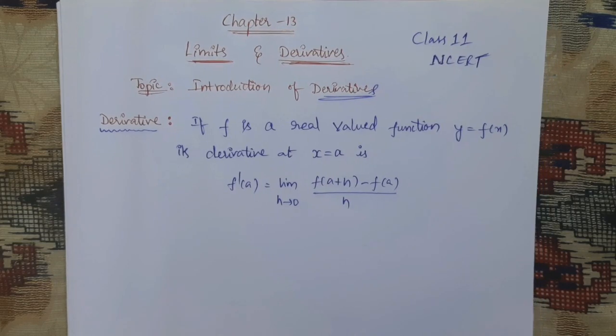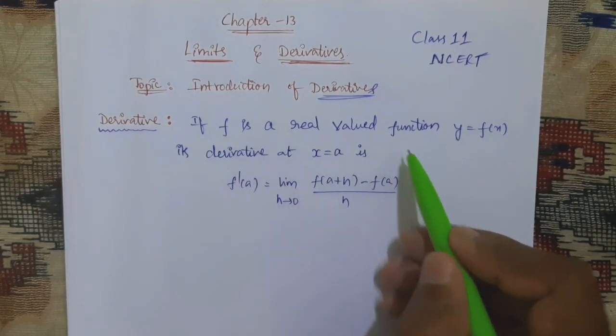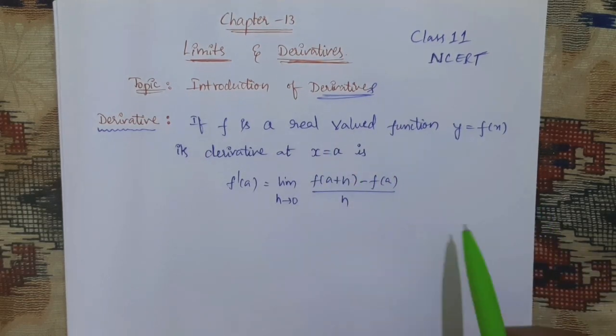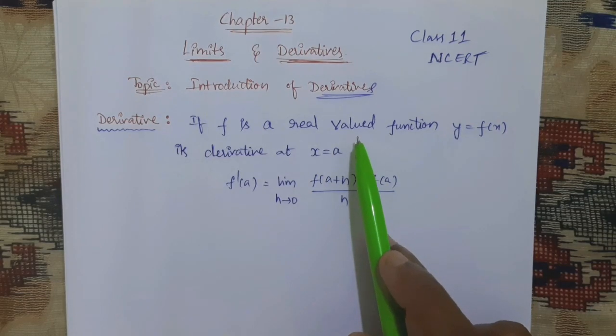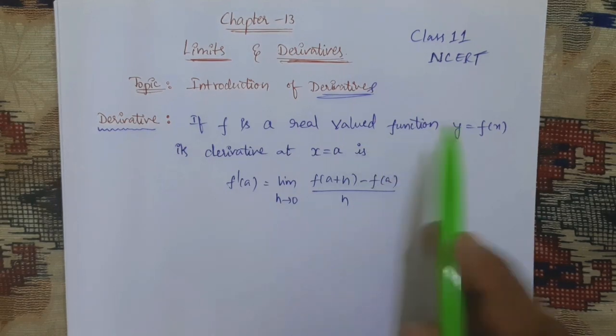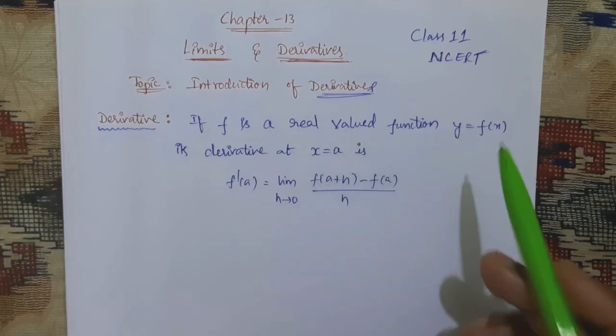As per the definition of a derivative, for example, if f is a real valued function, do you know what we mean by real valued function? We have two types of functions. One is real valued, another one is real function. In a real function, both domain and range should be subsets of real numbers. When it comes to a real valued function, it means that the range should be a subset of real numbers.